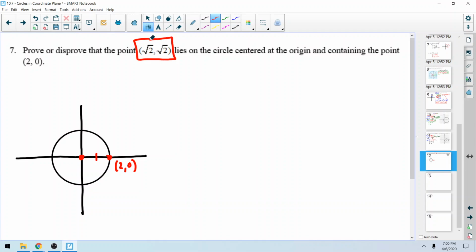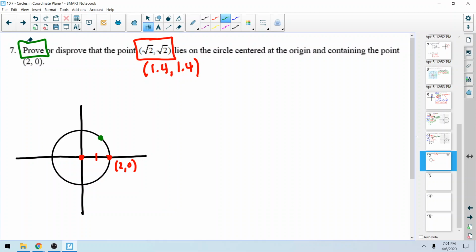So the first thing I'm thinking is okay, square root of 2, if I put that in my calculator, that's about 1.4. So this is approximately 1.4 comma 1.4. So over 1.4 up 1.4, maybe that would be like right there. So sure, it looks like it could be on that circle, but is it? So we have to prove it, and we're going to do this algebraically.